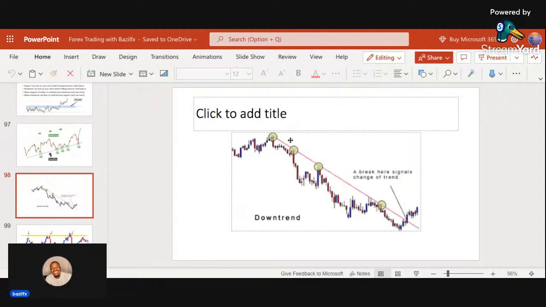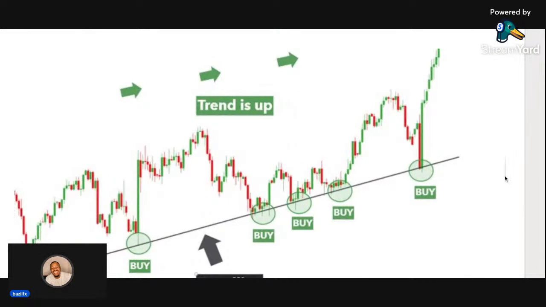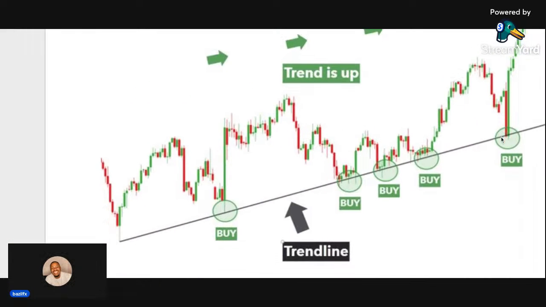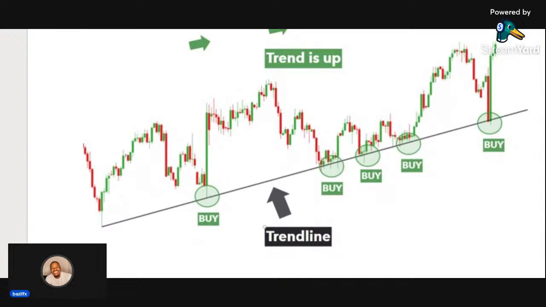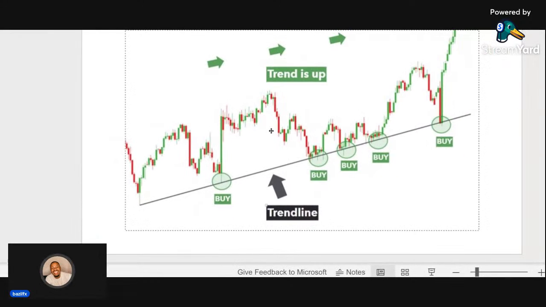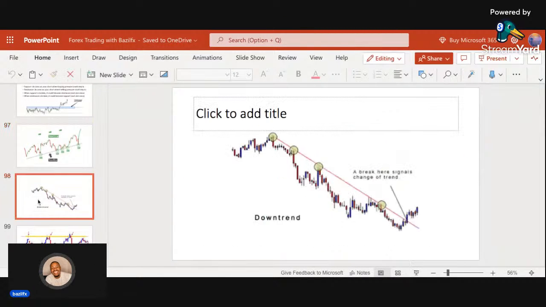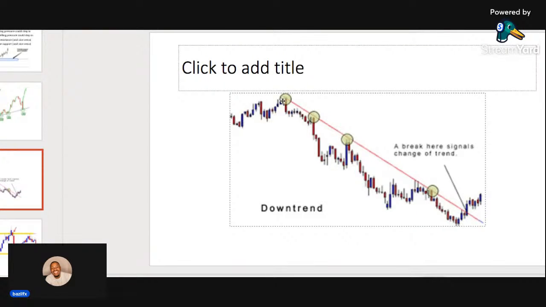On an uptrend, we draw the trend line below like this, you see. We draw the trend line and then we buy whenever price comes back down to our trend line. You can see here, we buy here, buy here, buy here. Whenever price bounces off our trend line, we buy. You understand me, guys? We buy whenever price bounces off our trend line. But on a downtrend, we sell whenever price bounces off our trend line. You can see whenever price bounces off here, we sell, we sell, we sell, we sell.